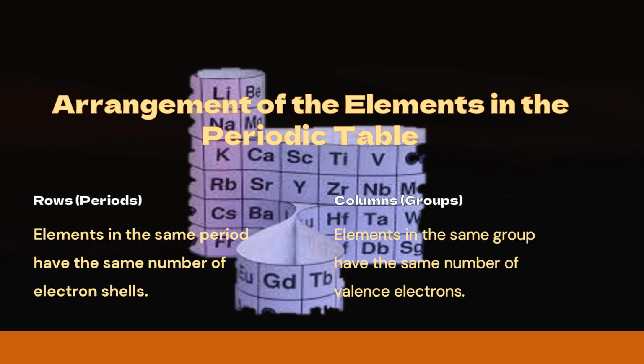Here's how it's organized: rows or periods. Elements in the same row or period share the same number of electron shells. This defines their basic structure.